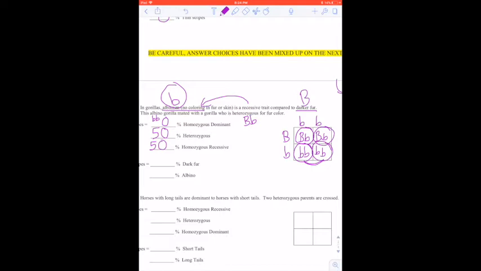Now it says dark fur and albino here, so if I remind myself the dark fur was my dominant trait and albino was my recessive trait, I see I have two boxes that have a capital letter, so there's two boxes that'll end up with the dominant trait. And then there are two boxes without a capital letter, so they're going to end up with the recessive trait, 50%.